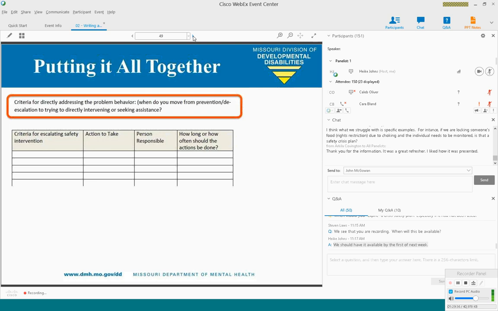So those are all the pieces that we're doing to prevent a challenging situation. Now we need to try to figure out when we are going to recognize that this is moving from prevention to responding to a crisis situation? So only now have we moved to actually reacting.